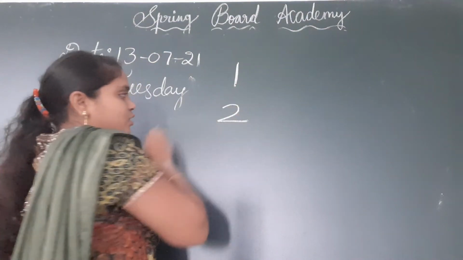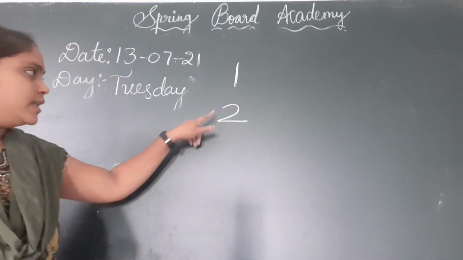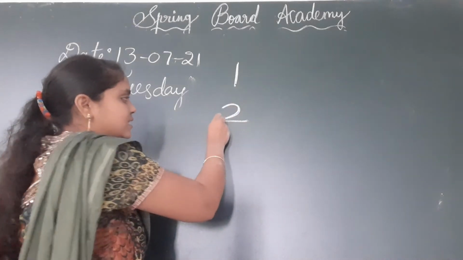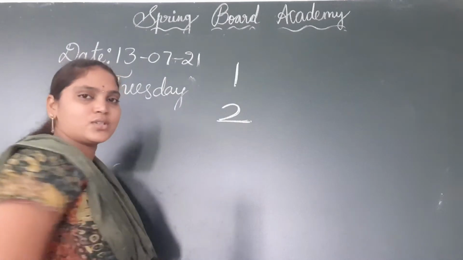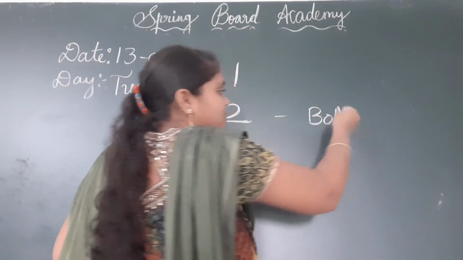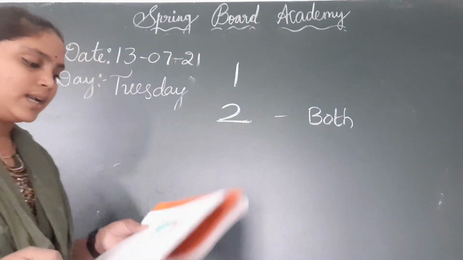And now we have to check number 2 children. Is this formed by straight line or curved line? Yes, this is a curved line and this is a straight line. So this is formed by both. Both means both straight lines and curved lines.